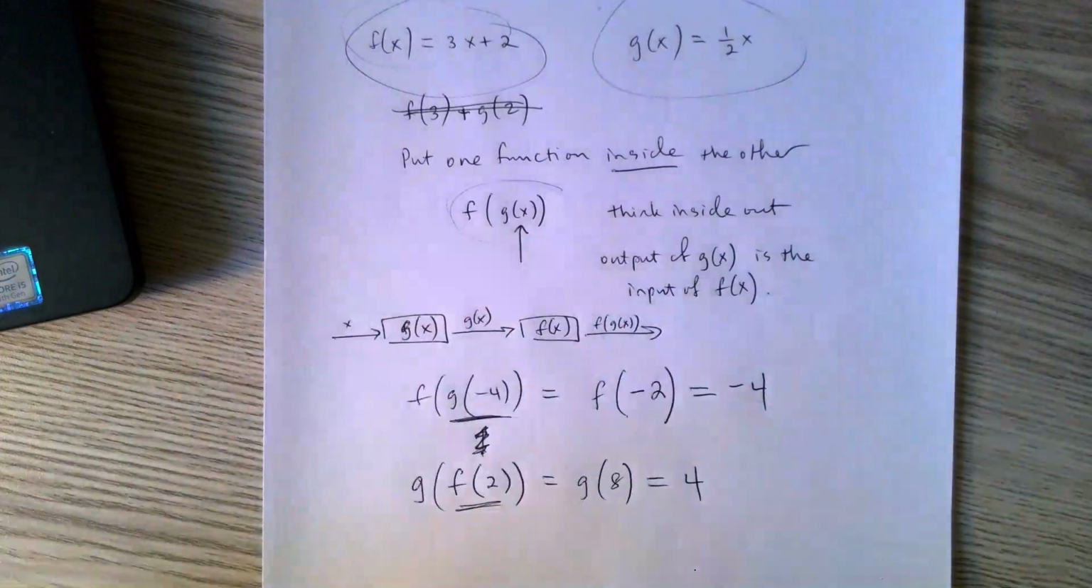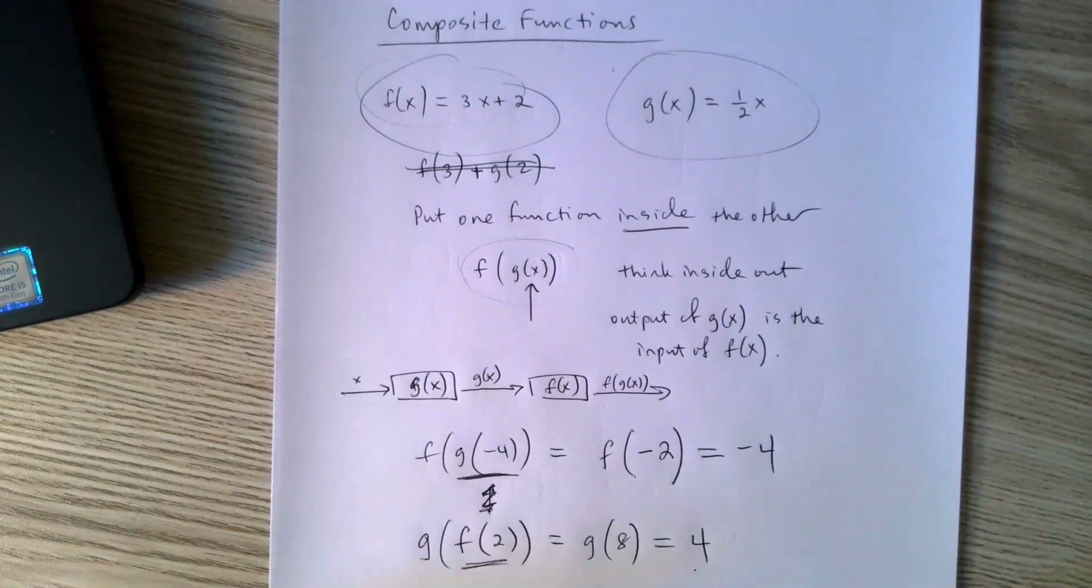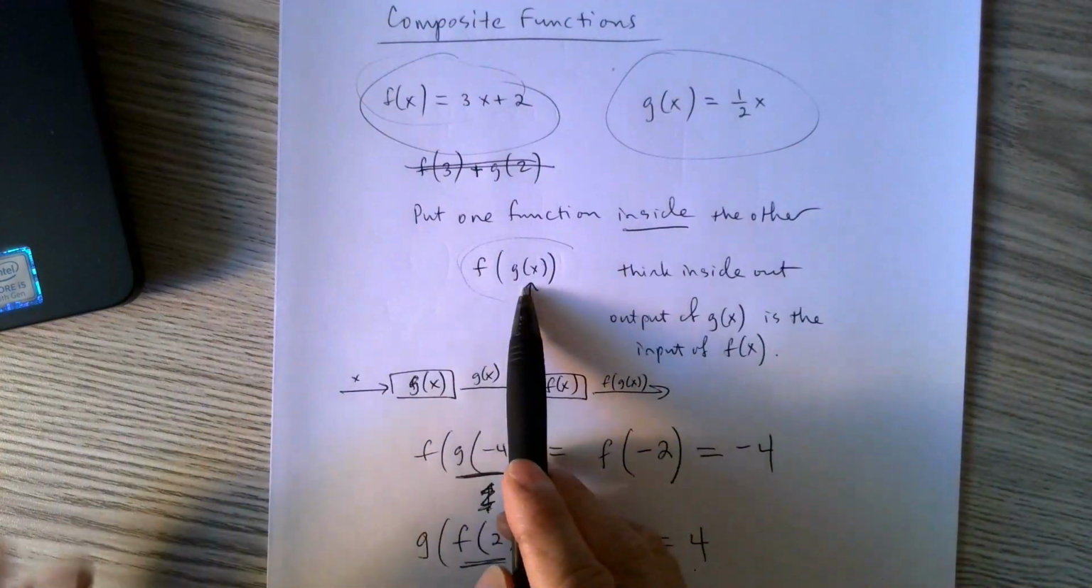Okay, so this is what a composite function is. It's taking two functions, or at least two functions, and putting one of them inside the other.